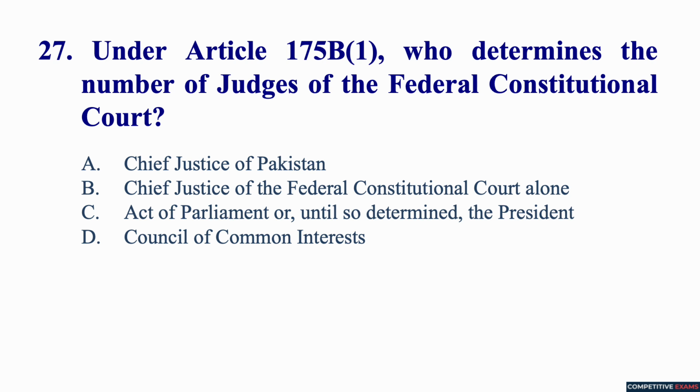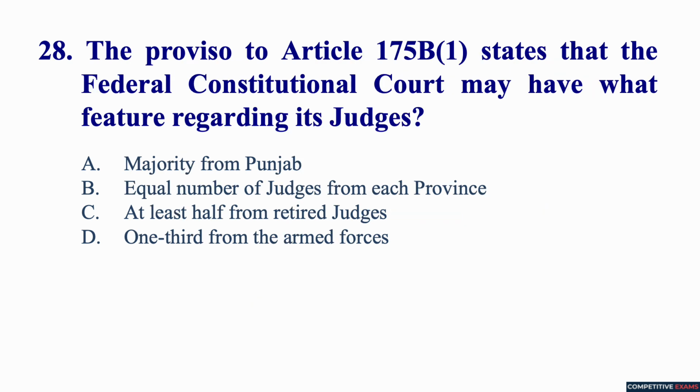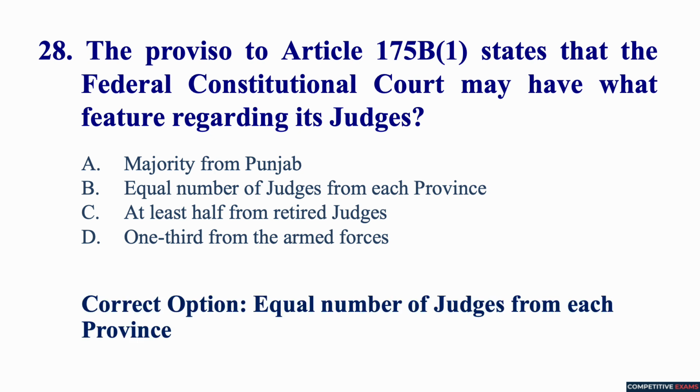Under Article 175B(1), who determines the number of judges of the Federal Constitutional Court? Act of Parliament, or until so determined, the President. The proviso to Article 175B(1) states that the Federal Constitutional Court may have what feature regarding its judges? Equal number of judges from each province.